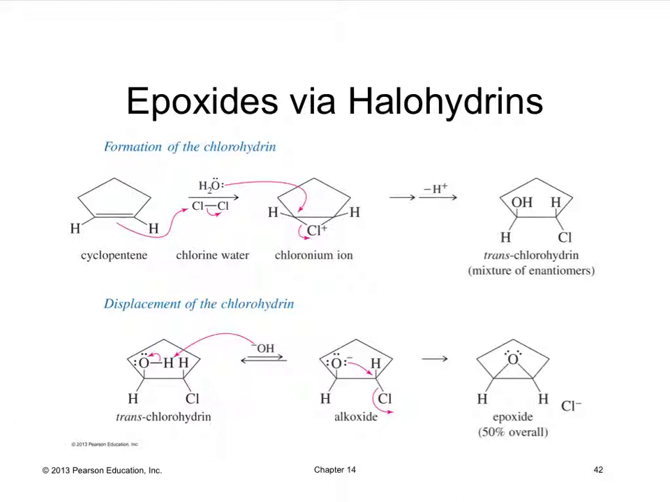Once you generate that halohydrin, then you can react it with base, deprotonate that proton over there of the hydroxide. Electrons go here. Once the electrons are here, then you have SN2. The alkoxide forms a nucleophilic attack, forming the epoxide.